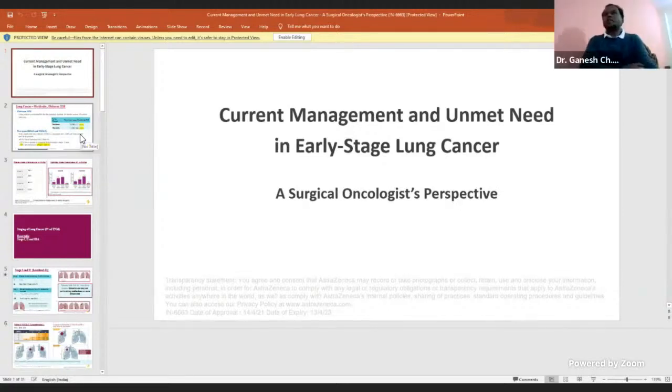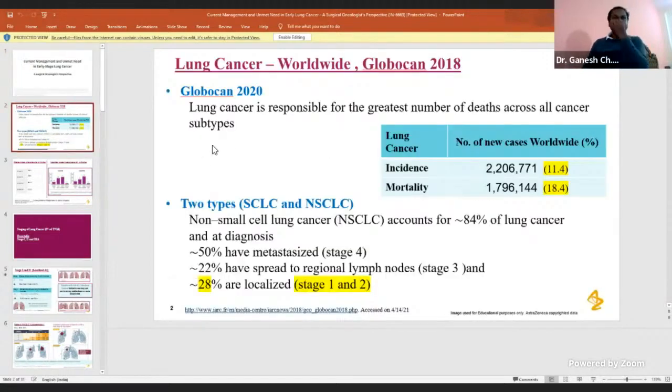We'll discuss current management and unmet need in early lung cancer. Lung cancer, as per Globocan 2020, has the greatest number of deaths all across.